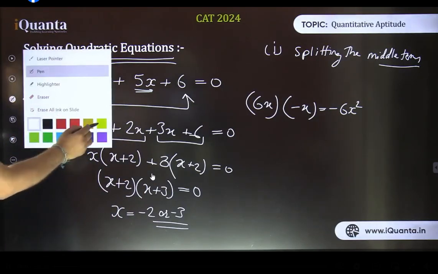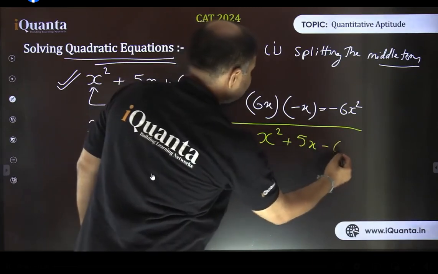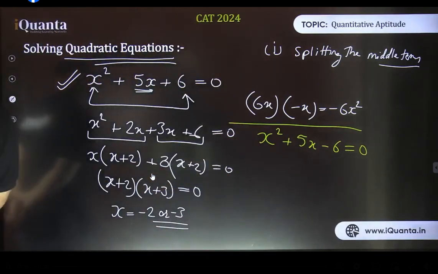Let's take one more example. So please solve this now: x square plus 5x minus 6 equals to 0. Please solve it. Find the value of x.